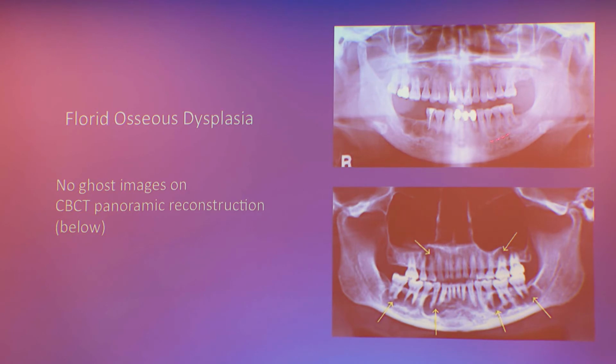Oh yes, and so this is the standard pan. This is a pan reconstruction from a CBCT, and you notice there's no ghosting. There's a lot less stuff in the way when we're looking at a panoramic reconstruction from cone beam data than when we're looking at a standard pan. It helps.